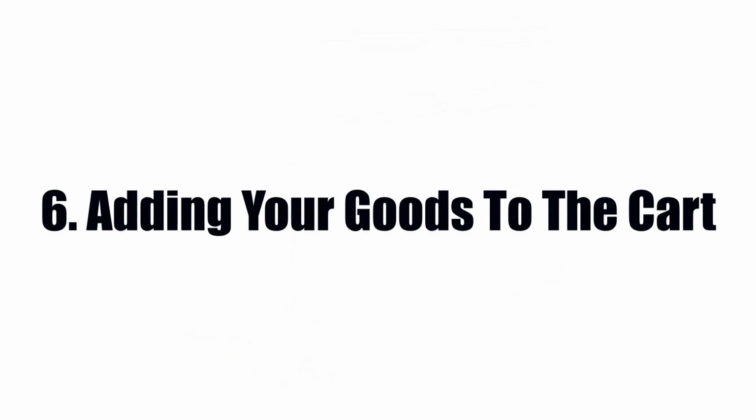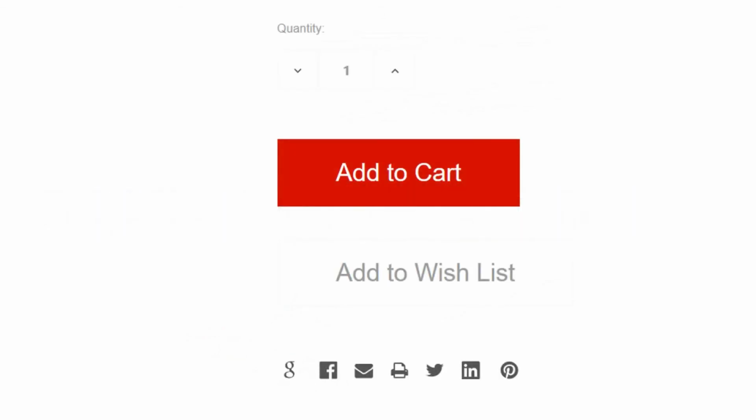Add your skirting to the cart. Once you've selected all the above options, you can finally add the skirting board to the cart. Simply type in the number of boards you need into the quantity box and hit the add to cart button in red. And that concludes our video.